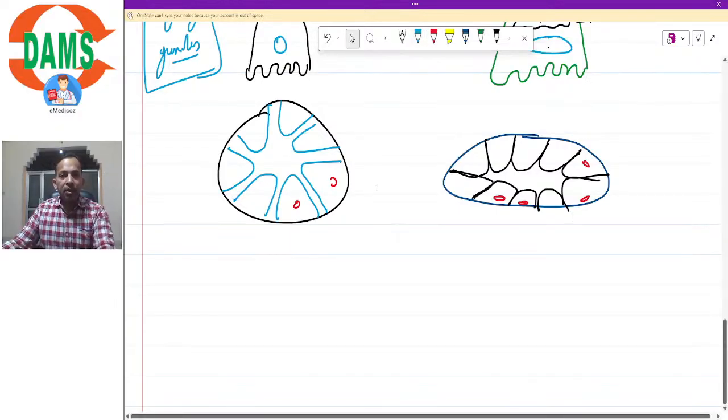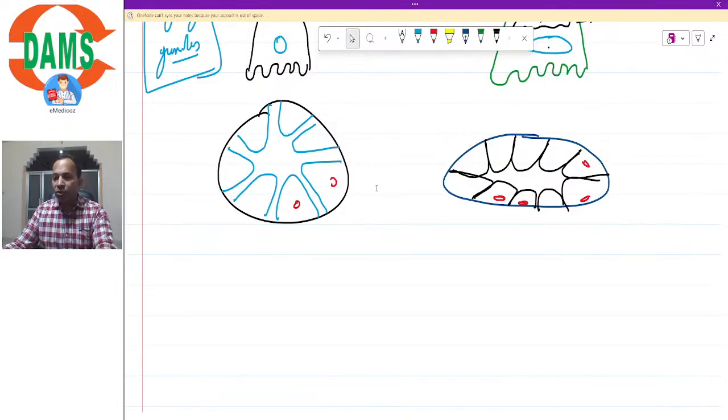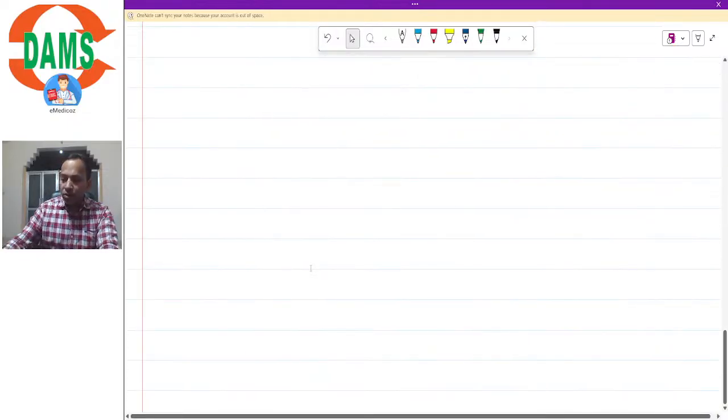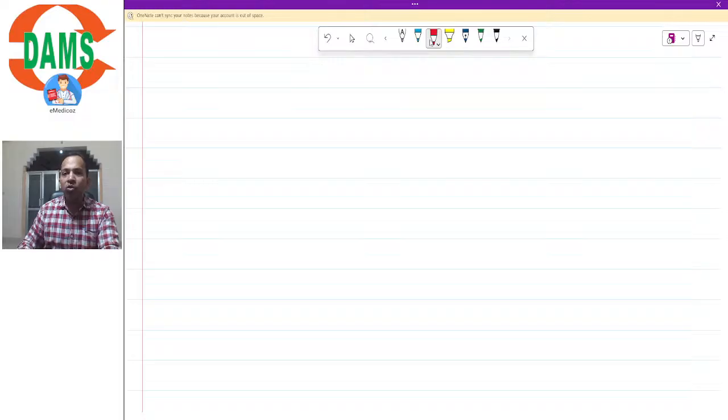Is it clear? The difference between the different types of salivary glands and different types of secretory units. So after that, I'll briefly tell you about the composition of saliva.